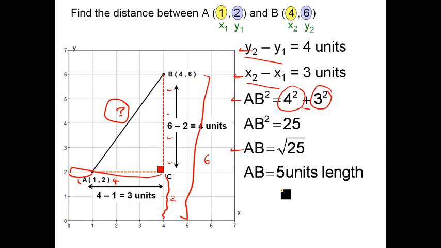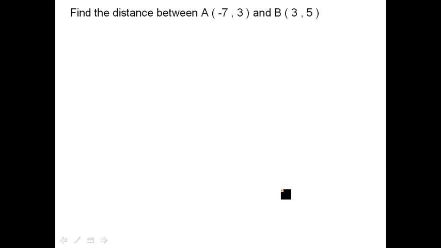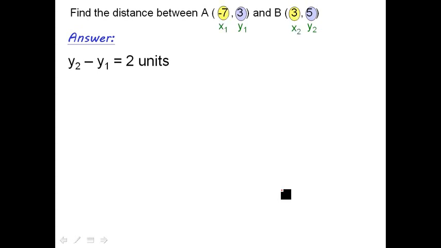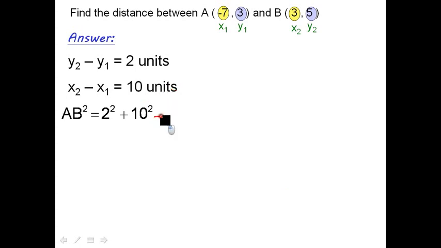Let's do something like this in this question. The first step, it's y2 minus y1. Let's write it. The second step, it's x2 minus x1. Let's write it, which is 10. And the third step, we're going to use Pythagoras. AB power 2 equals 2 power 2 plus 10 power 2, which is 104.